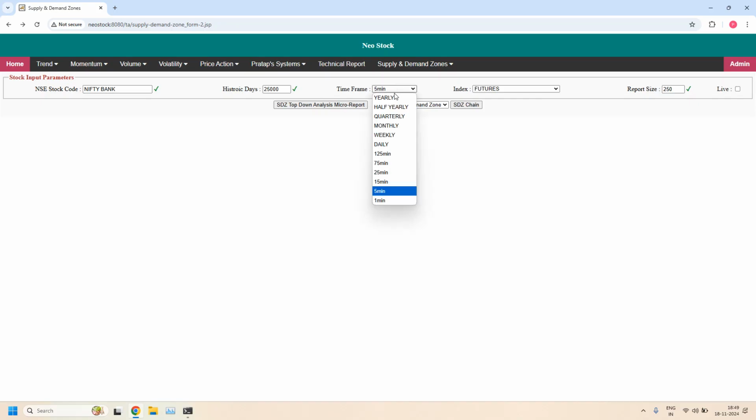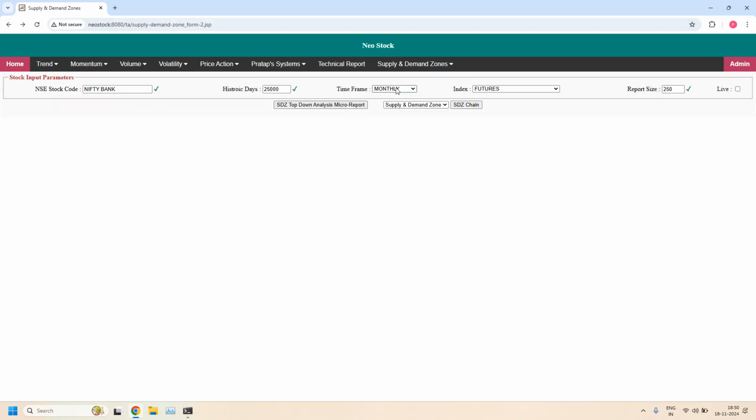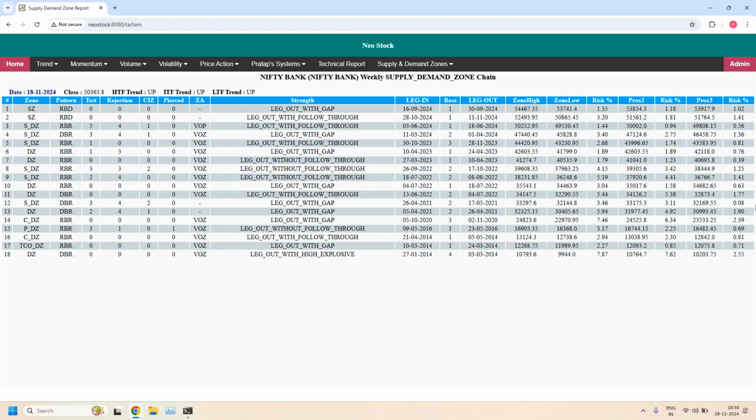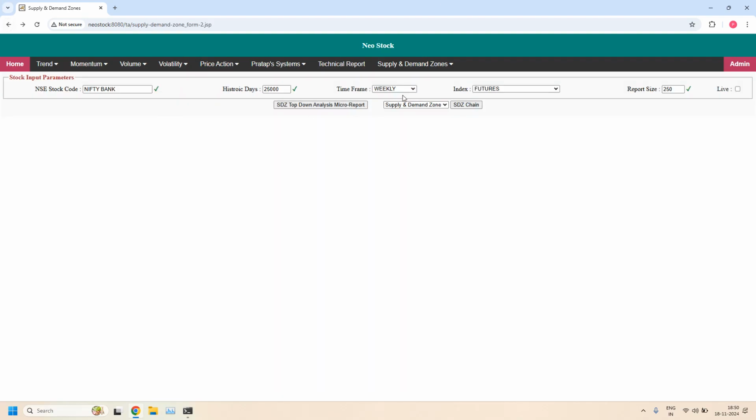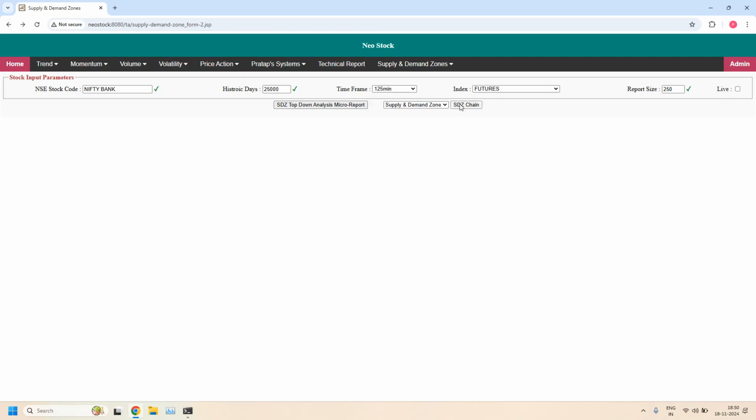Let me start with the monthly time frame, generating the monthly supply demand zone chain for Bank Nifty. Next time frame is weekly, generating the weekly chain. Next is daily, generating the daily chain. Next is 125 minutes, generating the 125 minute chain.